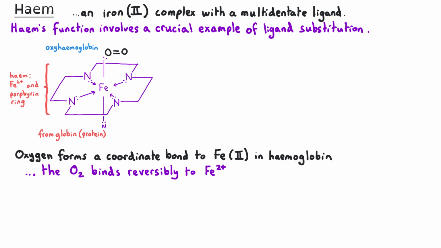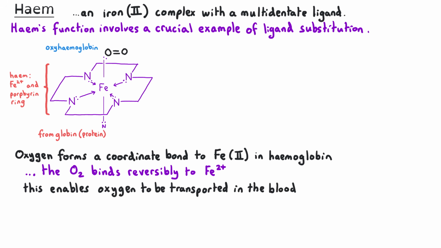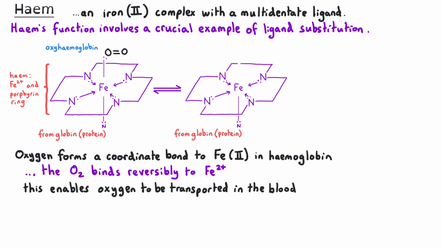And this oxygen binds reversibly to the iron 2+. That's really important because it allows the oxygen to be transported in the blood, and then the coordinate bond breaks, releasing the oxygen so it can be used in aerobic respiration. And a molecule of water takes its place. And so this is an example of reversible ligand substitution, as one ligand, the oxygen, is swapped for another, the water. And once the oxygen has been substituted out, we have a new molecule called deoxyhemoglobin. And that's when we've got the water in this top position instead of the oxygen.